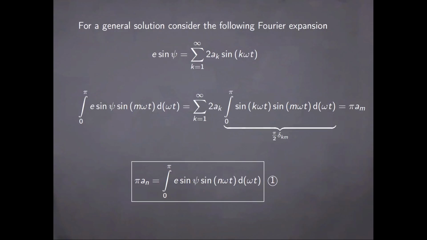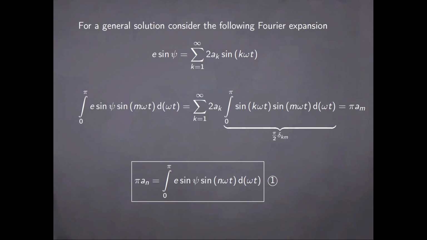In order to obtain a general solution of Kepler's equation, we can consider the following Fourier expansion of the eccentricity multiplying the eccentric anomaly. So it's a Fourier series in the sine of the mean anomaly with unknown coefficients, and our goal is to obtain these coefficients. In order to find them, the first thing we can do is take the integral here from 0 to pi out of this quantity multiplying a sine of m omega t, where the m multiplying the mean anomaly, with the mean anomaly as the integration measure.